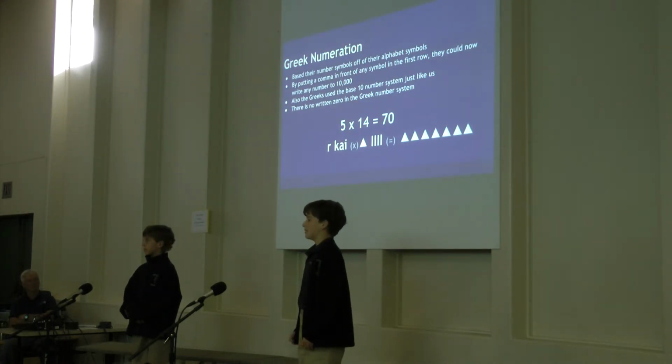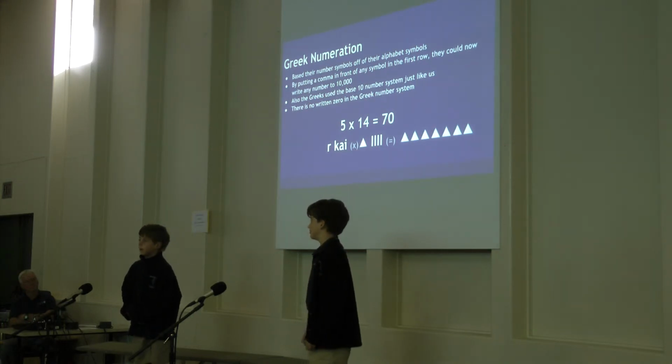Greek numeration. By putting a comma in front of any symbol in the front row, the Greeks could count up to any number to 10,000. The Greeks used a base 10 number system just like us, and the Greeks had no zero symbol in their number system. This is our problem.